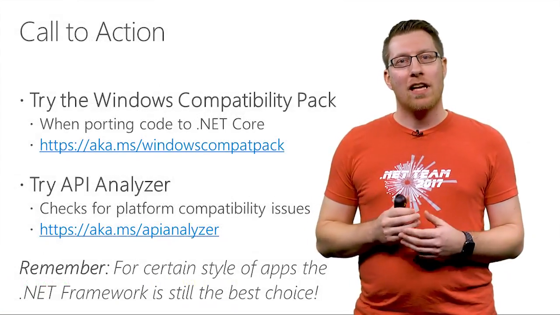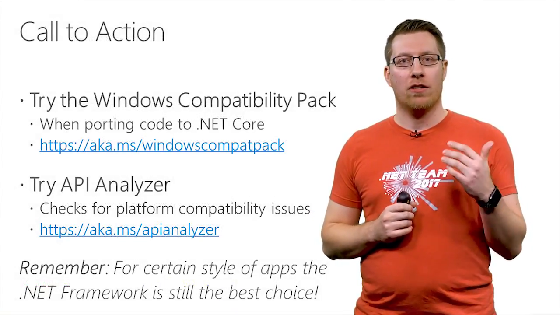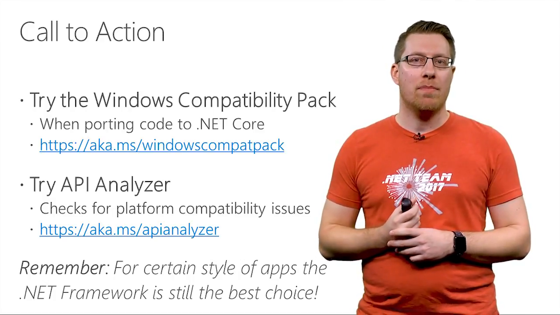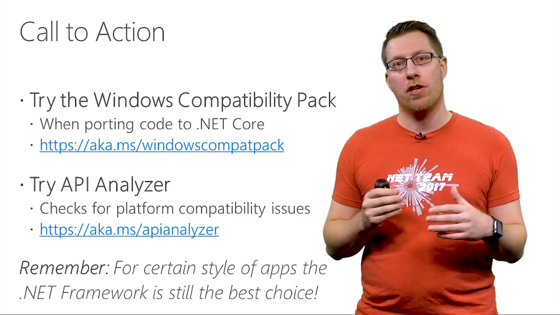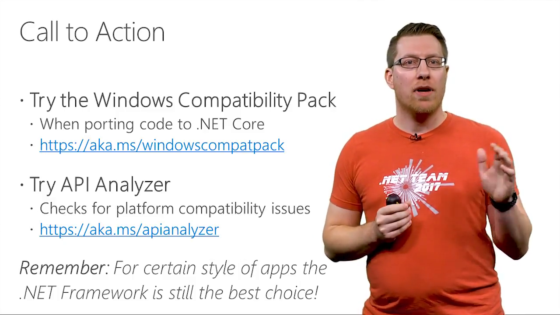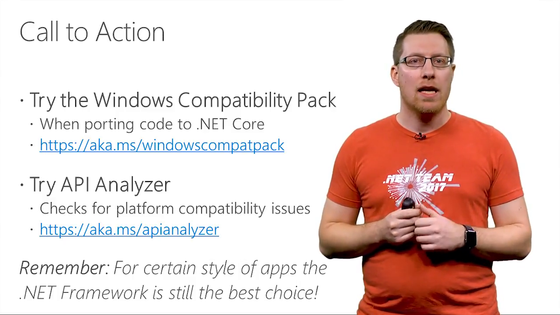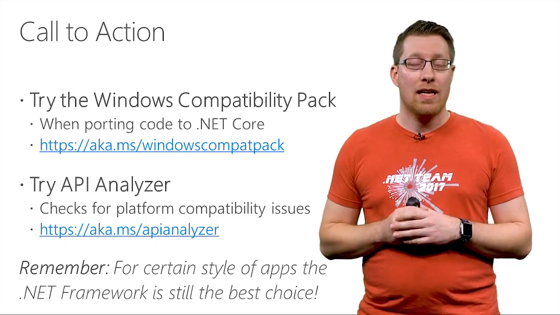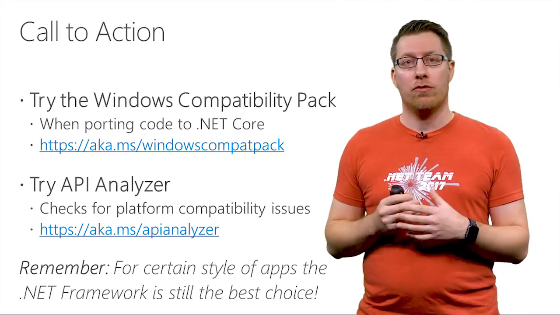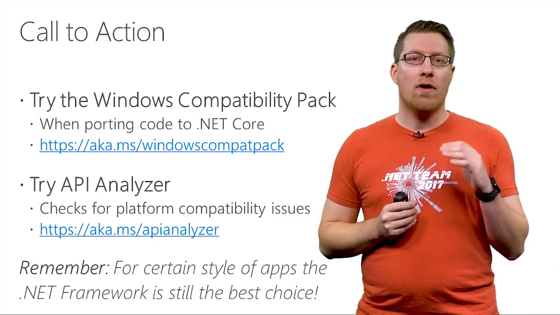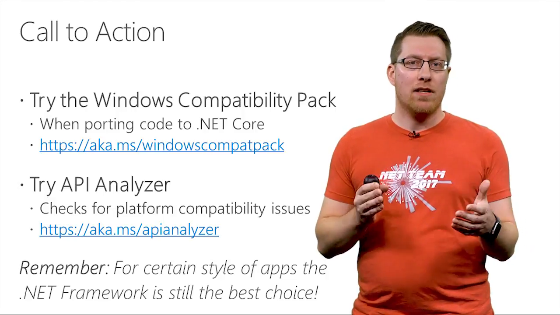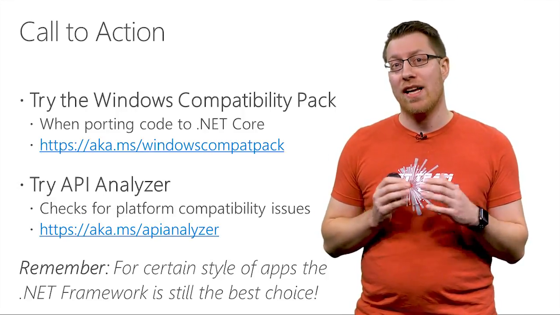So to summarize, if you port code to .NET Core, the first take should be to stay on Windows and use the Windows Compatibility Pack to maximize the amount of APIs you can use when porting. To do that, go to aka.ms/windows-compat-pack. This will have instructions on how to install the Windows Compat Pack and how to get started. Next, you may want to port stuff to Linux and Mac. And if you do that, try the API Analyzer. Again, go to aka.ms/api-analyzer. It will have a nice walkthrough in the last blog post that will tell you exactly how you can get started.